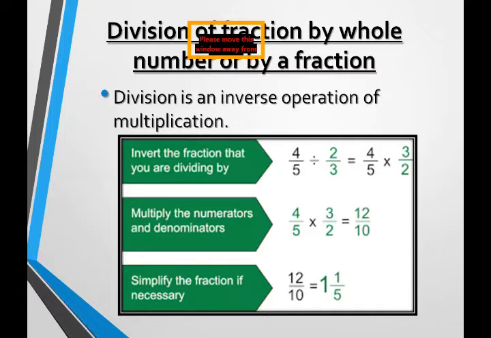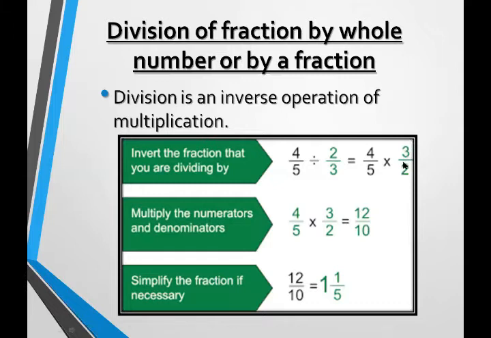Which operator is this? Division. The division operator always becomes multiplication because division is an inverse operation of multiplication. So in step number 1, we convert this division into multiplication. When we convert it into multiplication, the value of the fraction will be inverted. First, change the sign of division into multiplication. When you change the division into multiplication, the numerator becomes the denominator and the denominator becomes the numerator.